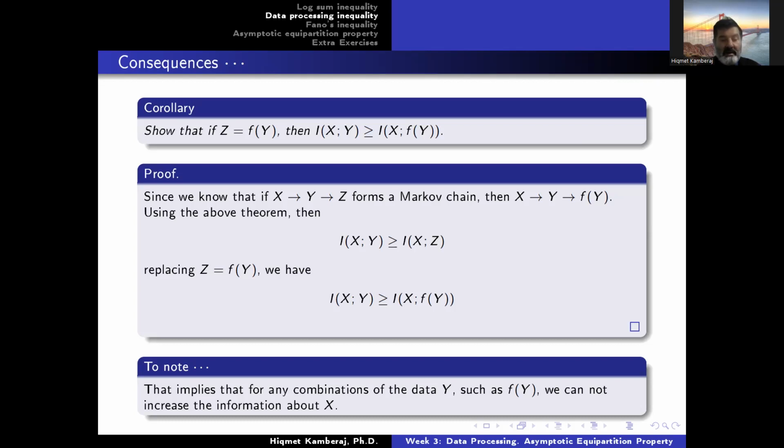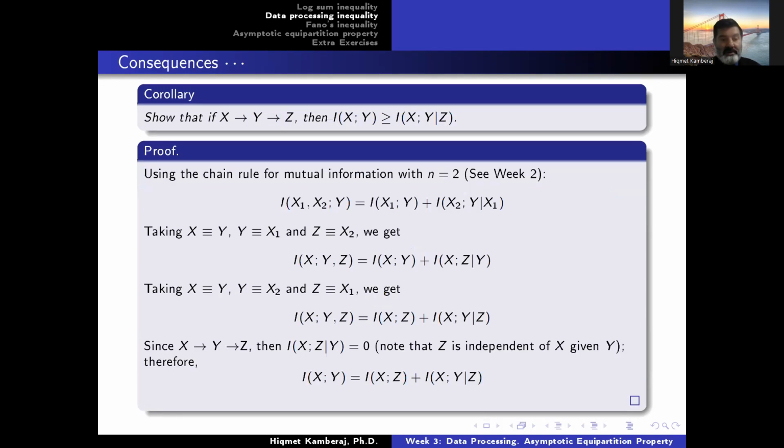That implies that for any combination of the data y, such as f of y, we cannot increase the information about x, whenever x, y, and z form a Markov chain. So this is something that can be used in data processing.